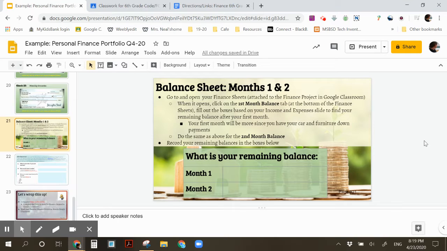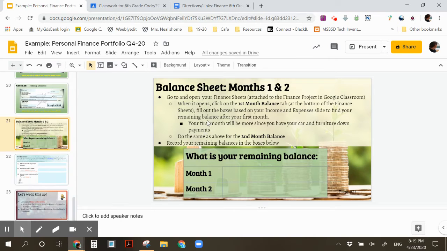Time to find out our remaining balance at the end of the month. So we're going to open our finance sheets, again, the Google Sheets posted in Google Classroom. When it's open, we're going to click on the 1 month balance tab, and we're going to fill out the boxes based off our income and expense slide, which I still have saved from earlier.